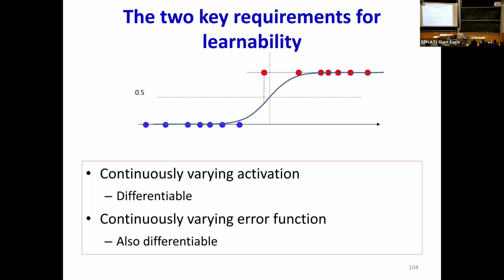So the two key requirements for learnability are, firstly, the activation must be continuously varying. It must be differentiable. And secondly, the error function must also be continuously varying. A small change in your activation in the function must result in a measurable change in the error. Otherwise, you can't really know which way to go. That make sense to everybody? Yeah. Okay.